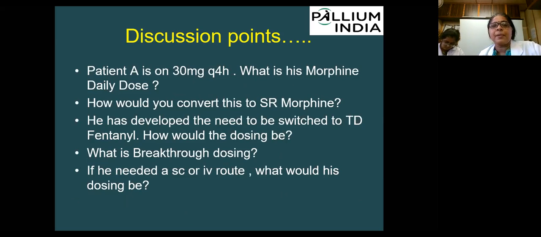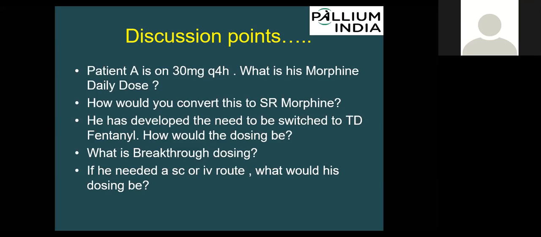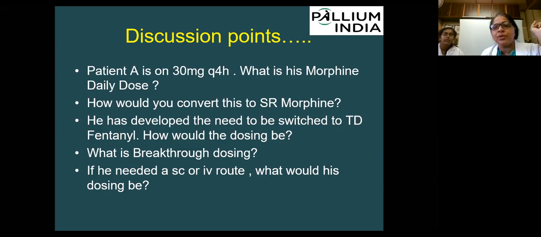Next slide, please. So with this, I'd like to conclude that suppose a patient is on 30 milligram of morphine 4th hourly. What is his morphine daily dose? Any answers? Can you all shout? Very, very simple. 30 milligram Q4 hourly. 30 into 6, 180 milligram. 180. So, yes. So how would you convert this into SR morphine?